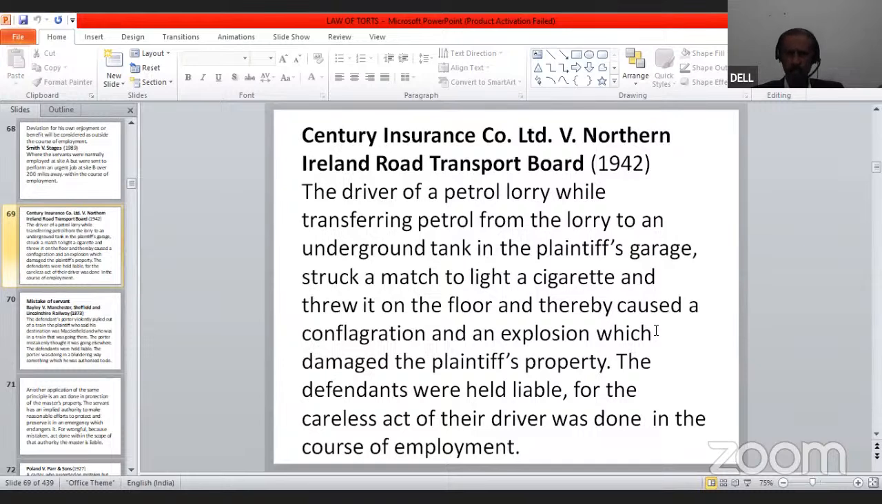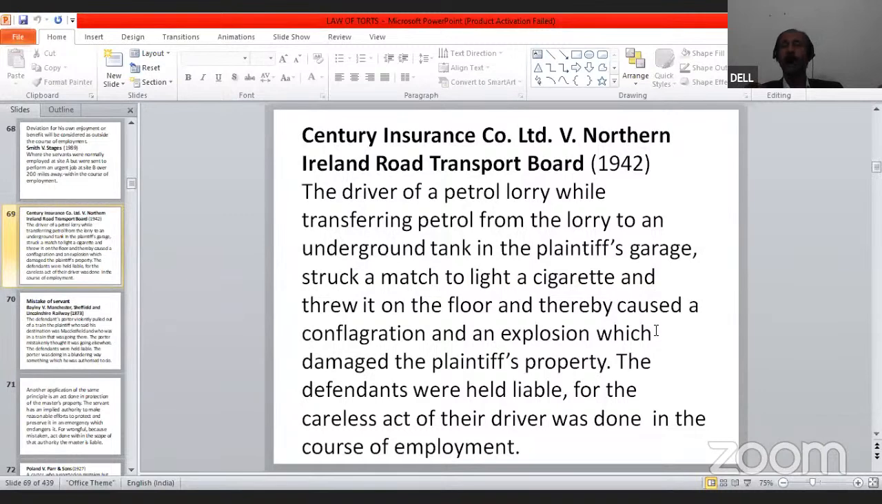That's why there is a no smoking zone. Whoever smokes, even the use of mobile phones was not permitted because of radiation. It may catch fire, of course. You have seen many incidents. So here also he did that. He struck a match and lighted a cigarette. Being a driver of a petrol lorry, he knows the characteristics of petrol.